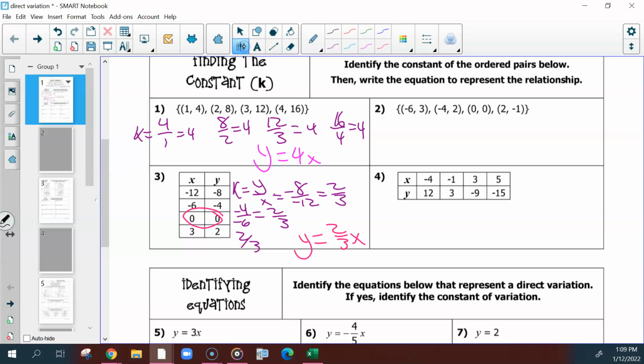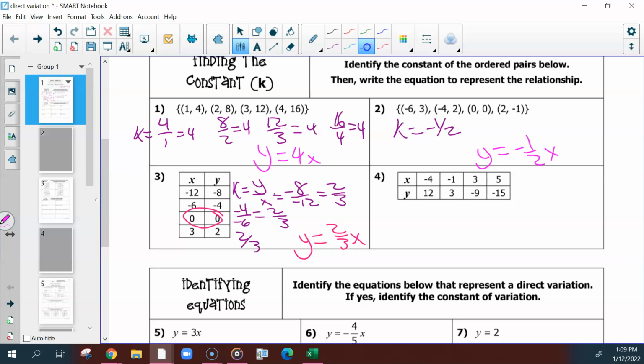Maddie, okay. Yeah, I'm good. For number 2, what did we find for the value of k? Okay. So when you divided y and x on each one, except for the 0, 0, you got -1/2. But because it goes through the point 0, 0, we can say this is a direct variation. So y equals -1/2 x would be our equation.